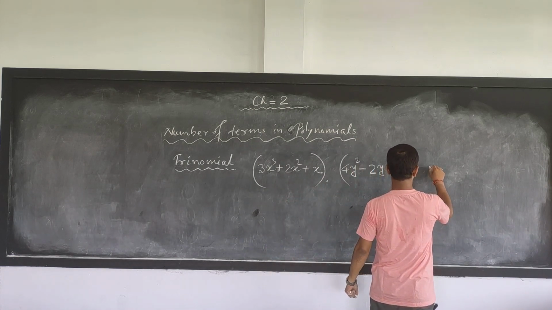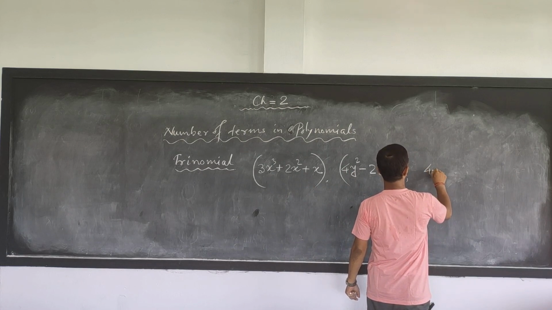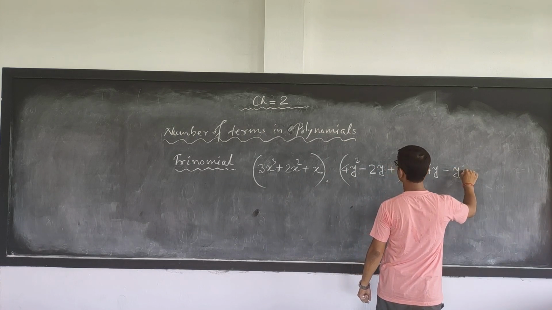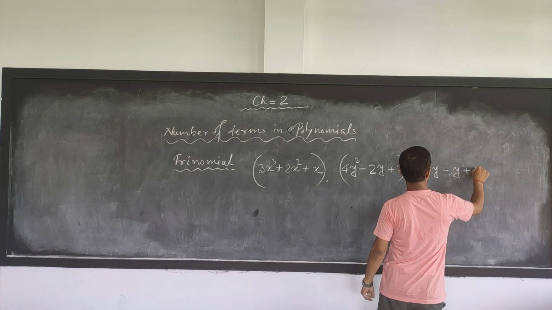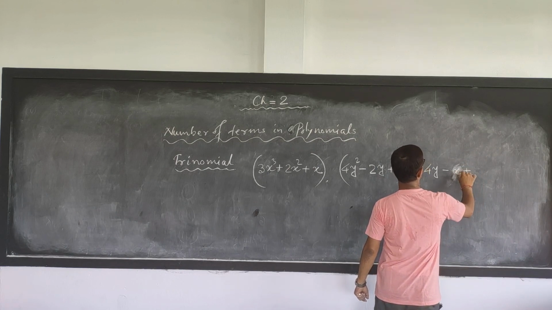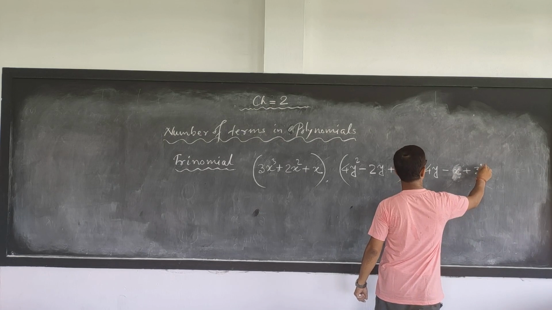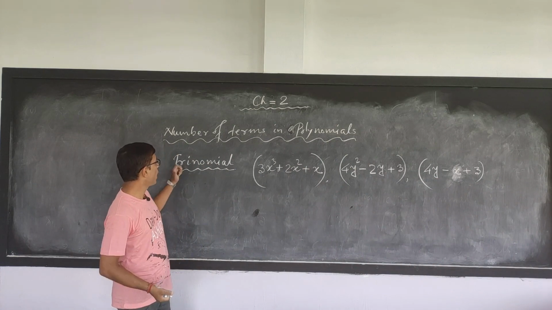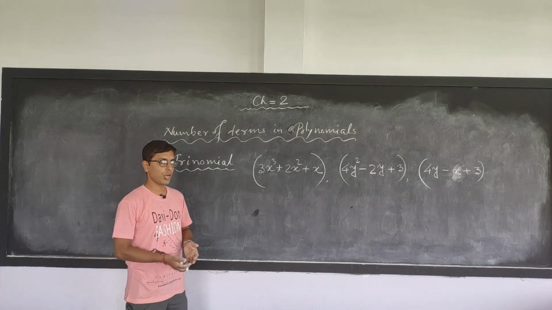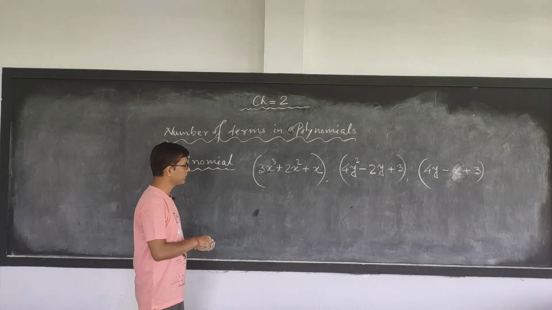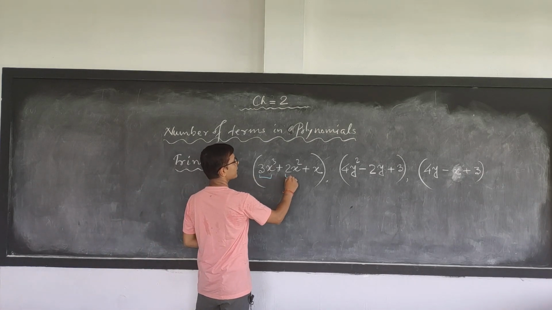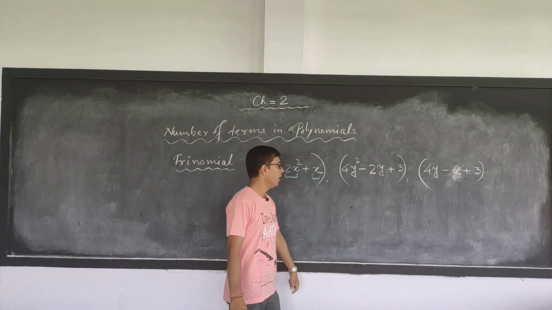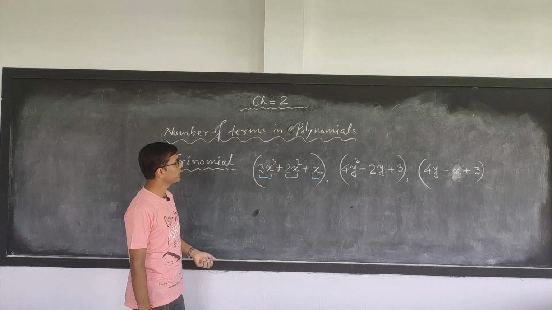And suppose we can have another one, suppose 4y minus x plus 3, say. This is also a trinomial. So if a polynomial carries only 3 terms, then such polynomials are known as trinomials. Here in this case you can see there are 3 terms. One is this, the second is this, and the third is this. In all these polynomials you can see that there are 3 terms in each.